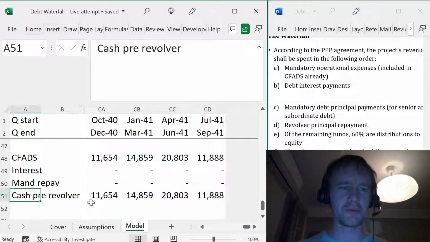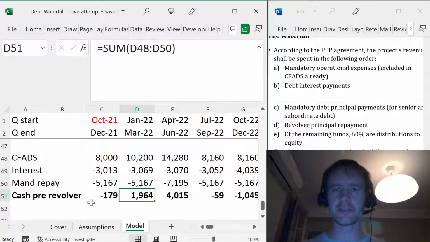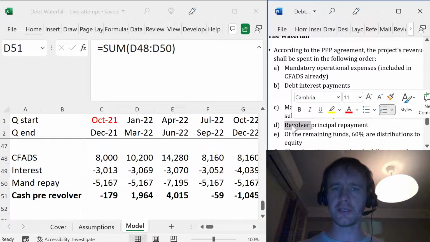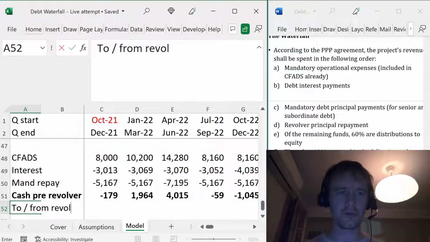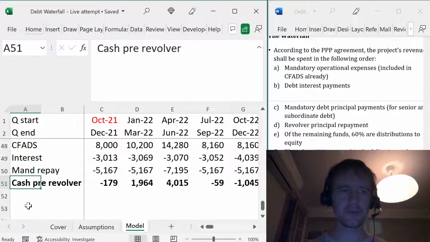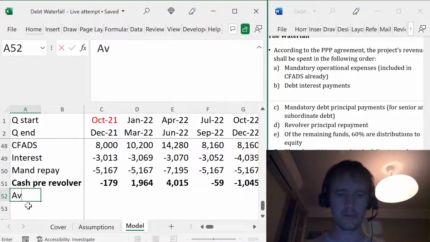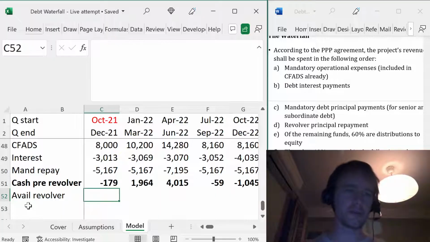Okay, anyway, sorry. Cash pre-revolver is this one. So then in this case, I've got a negative I need to draw down. In this case, I'd be able to repay, and you can see that the next item, D, is revolver principal repayment. So, to from revolver. And that is going to, well, hang on, let's just see. So let's do available revolver. I was debating whether I should even factor in the cap because it doesn't get used, but it makes more sense to factor it in.